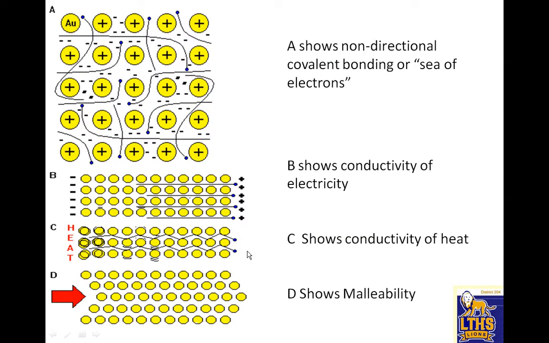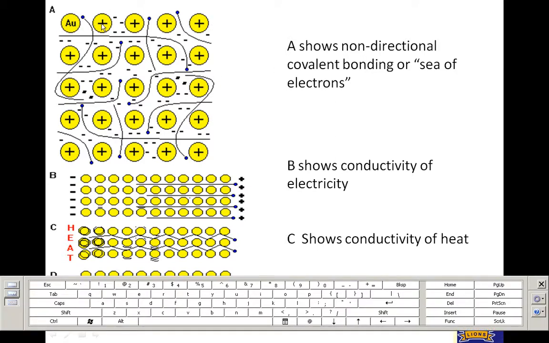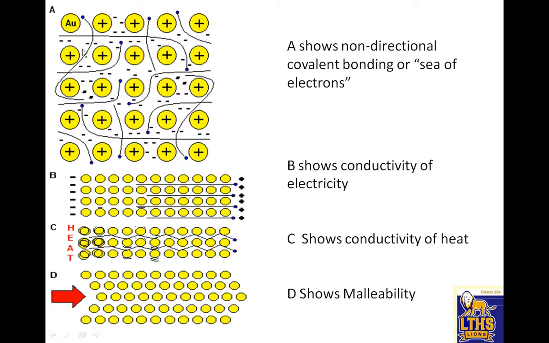Okay, so how does this explain metals' properties? Well, if all of these are gold atoms, and gold has all its electrons except its valence ones, then all of these ones out here are the valence electrons that are used by every one of those gold cations. Okay, so these are the sea of electrons. So they can move. They are mobile. They can move. Right? So because they can move, this shows that metals conduct electricity.